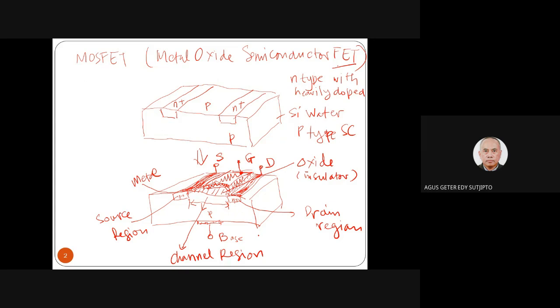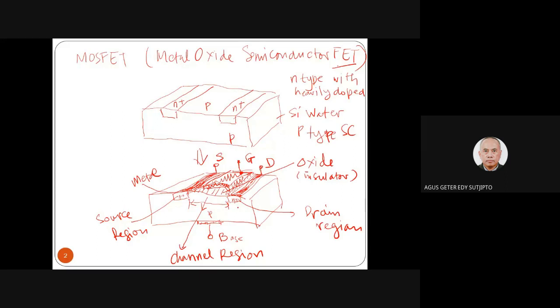The channel region in the FET we can control by increasing the VGS, which is from the gate to the source. Then we can expand the depletion region and block the current from flowing from drain to source, or electrons moving from source to drain. Okay, so this is now in the MOSFET.